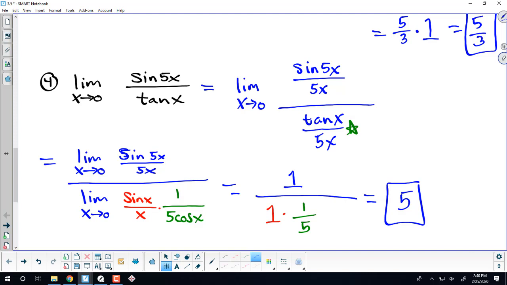At least based off of that example, we might guess that if I have the sine of ax over the tangent of bx, the limit would be a over b. But we would need to justify that somehow. You could justify it exactly how we justified this, with a's and b's instead of 5s and 1s.